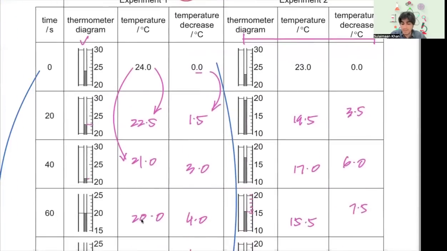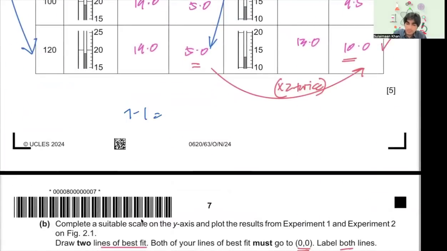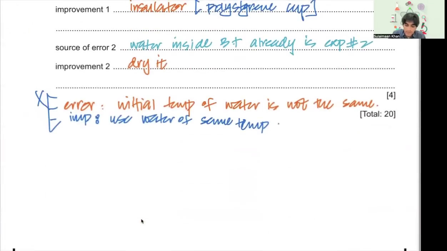Because you're not measuring the temperature itself. You're measuring the decrease, so you're measuring a change. Now, my question to you guys: 7 minus 1, what do you get? 6. 8 minus 2, what do you get? 6. So if the initial temperature of the water is not the same, this reading would change, but you'll still get the same change. So remember, this isn't that relevant here.